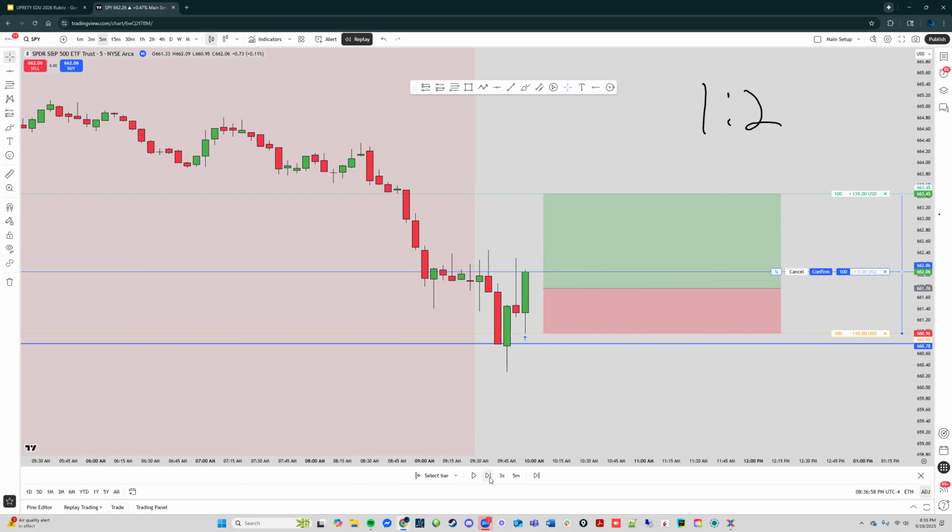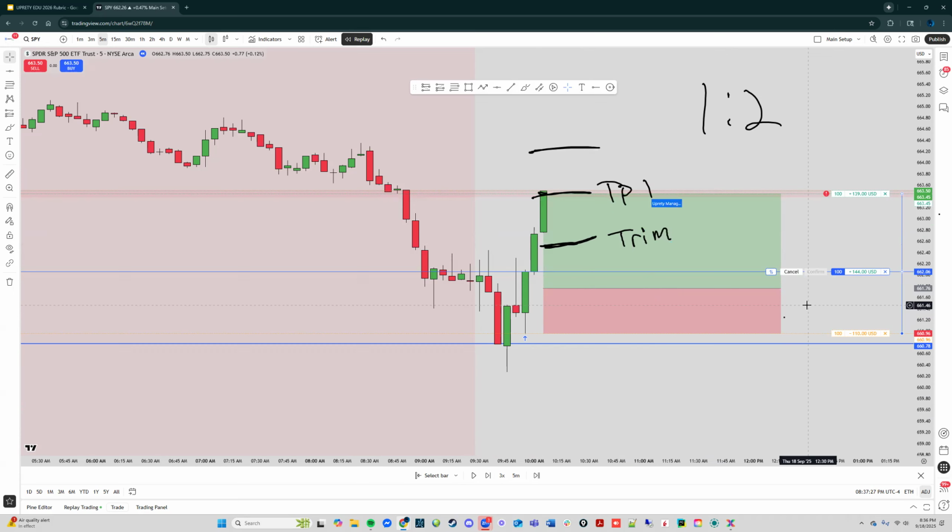Okay, so now let's play this trade out. There we go, our target hits. You guys see, today we ended up having a good trade and we ended up hitting. But once our target hits, you have two options here. You have a trim level, you have a take profit level, and then you have a TP2. So this is what we would call a trim level, this is what we would call a TP1, and then we have TP2.